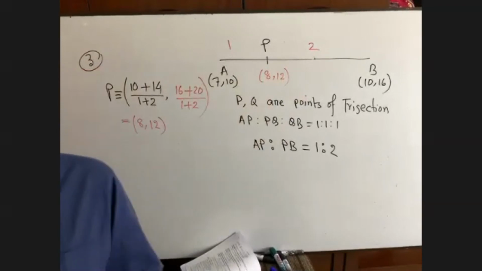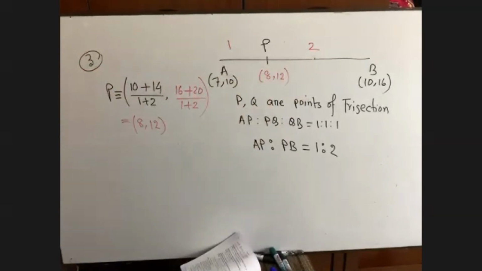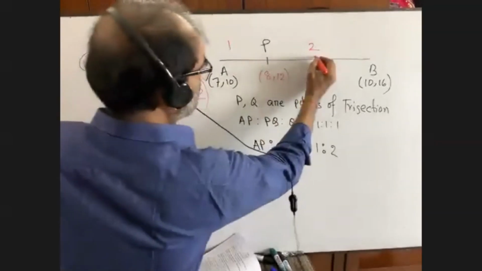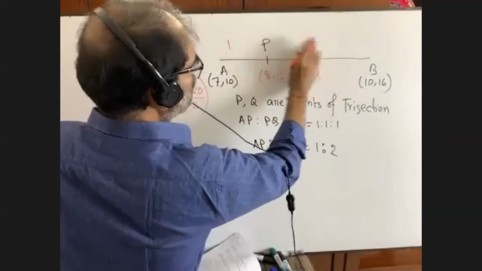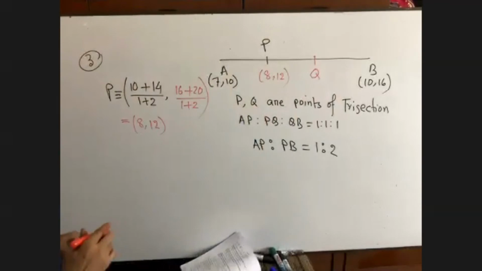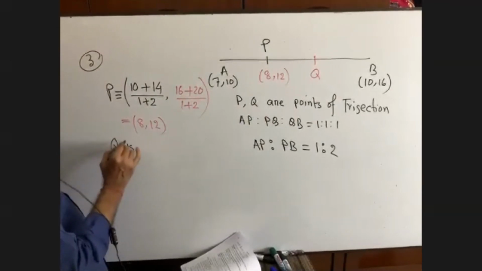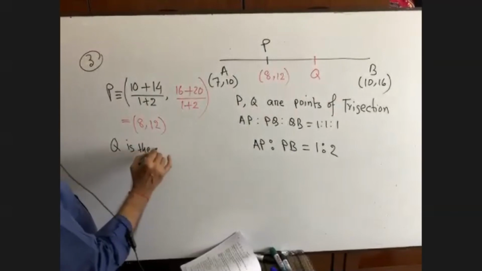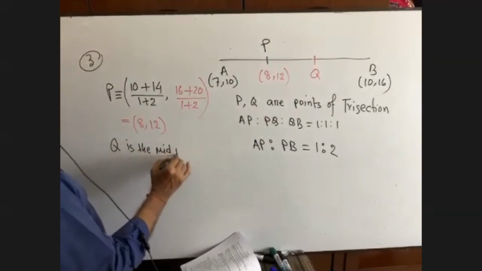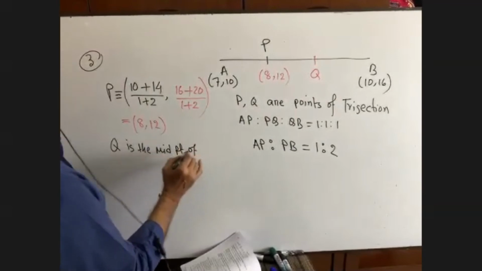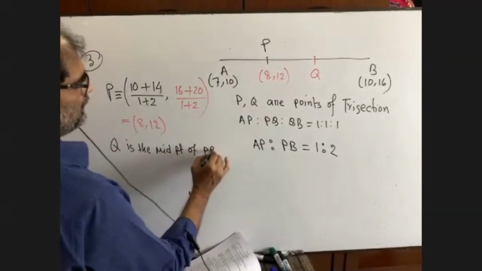Yes, sir. Got it. Now you go there. It is Q. Now Q can be found by using the midpoint formula. Q is the midpoint of PB. Talk to me.